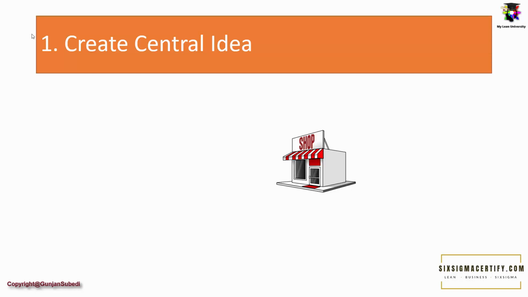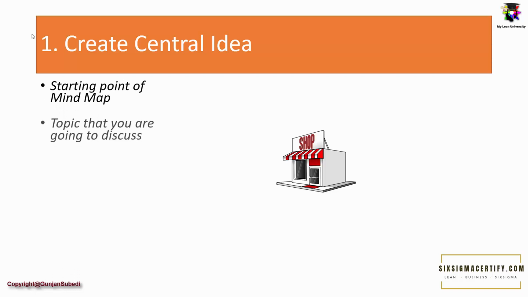So what we do is we take the word shop, or it's even better if we take the picture of the shop, if we draw the picture of the shop in the middle of the paper. So we take the central idea, the shop, and we picture it on the center of the paper. The central idea is the starting point of the mind map, and it is also the topic that you are going to discuss. In this case, we are going to talk about the shop or increasing the sales through the shop. So the starting idea is the shop itself.